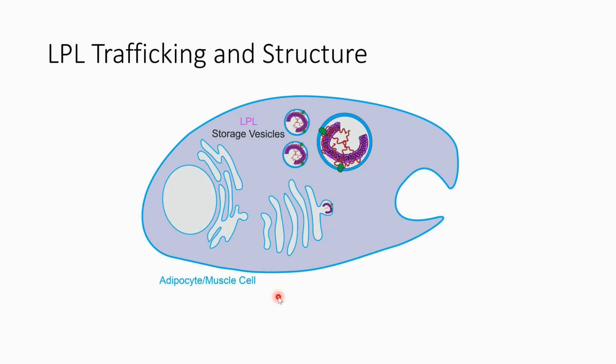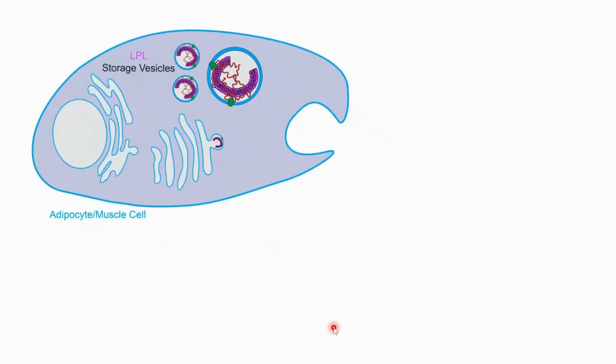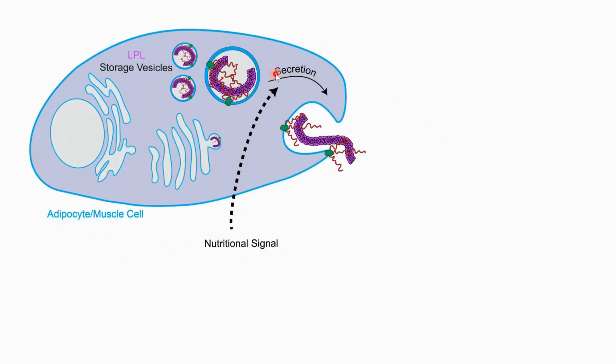So to start off with, I'm going to give you an introduction to LPL trafficking and structure. That's because it turns out LPL trafficking and structure is quite complex in ways that we hadn't appreciated when LPL was first discovered. LPL is synthesized in adipocyte and muscle cells. Once it's created, LPL is put into storage vesicles. These storage vesicles persist in the cell until a nutritional signal arrives for their secretion. And so this is one layer of regulation that LPL undergoes.